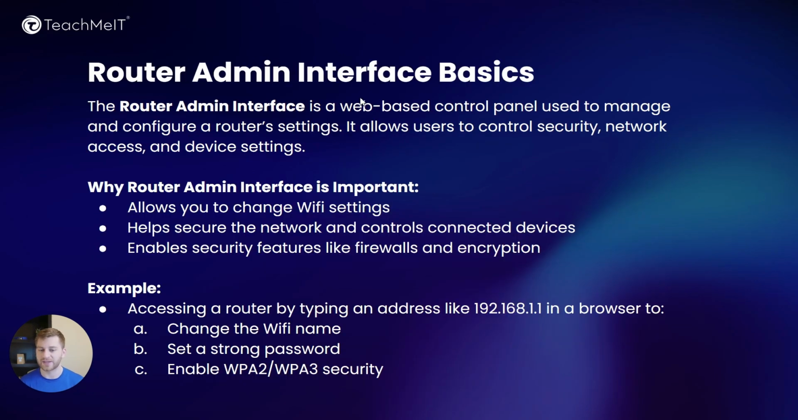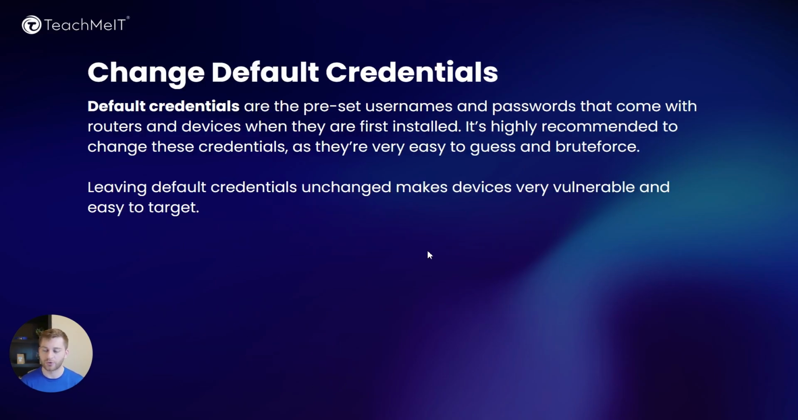Router admin interface basics. The router admin interface is a web-based control panel that we get to from our computer where we can control router security, network access, and device settings. We can get in to change Wi-Fi settings, help secure the network, enable firewalls and encryption and things like that. For example, we might have a brand of router that tells us to go out to 192.168.1.1 in a browser. And then in that browser, we can actually manage the router and start to add some of the custom security settings, like changing the Wi-Fi name, changing the default password, and enabling WPA2 or 3.